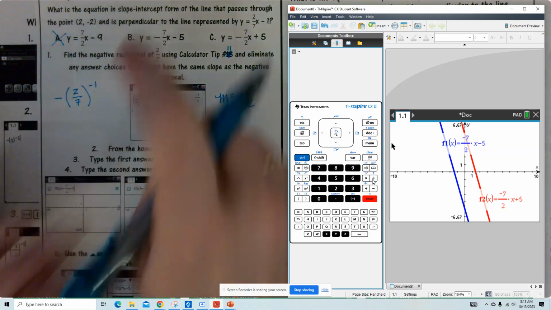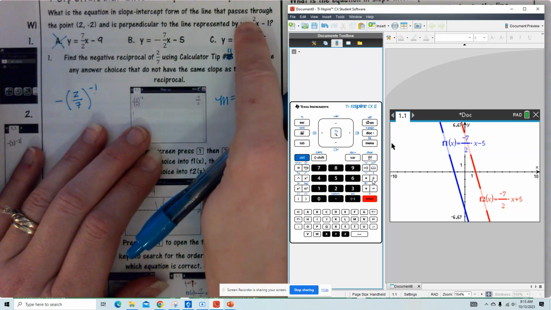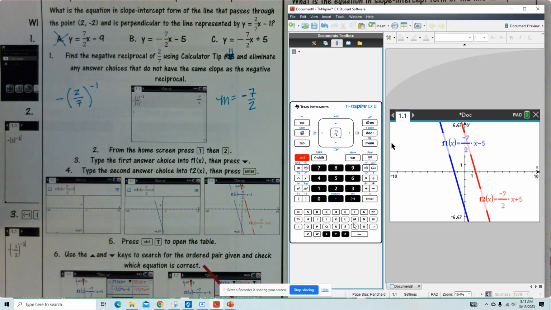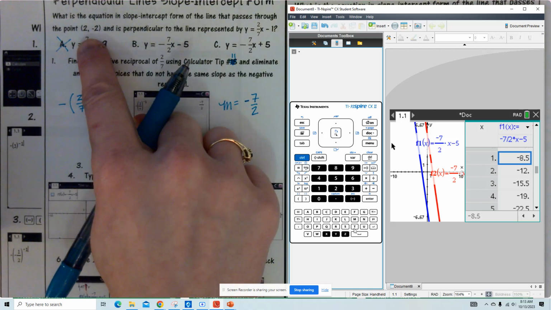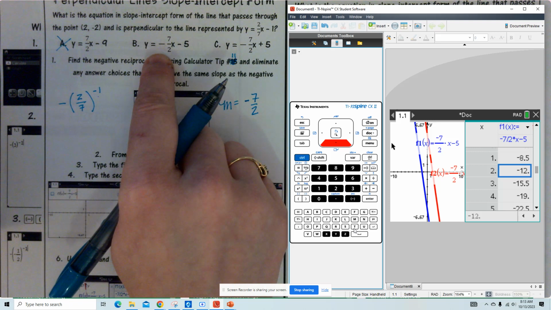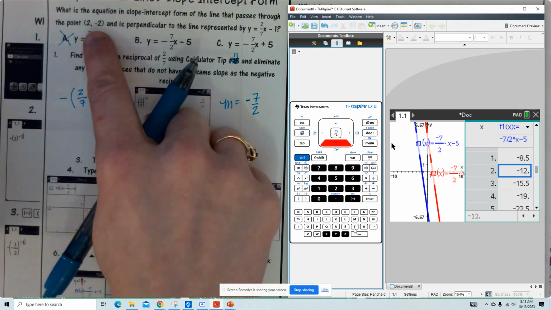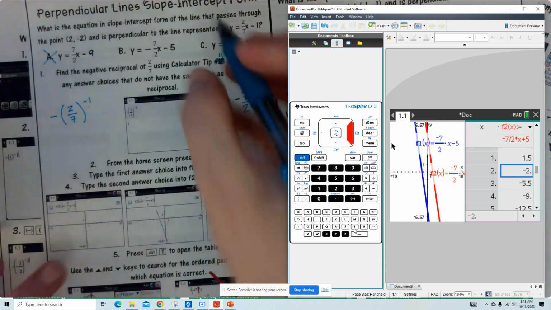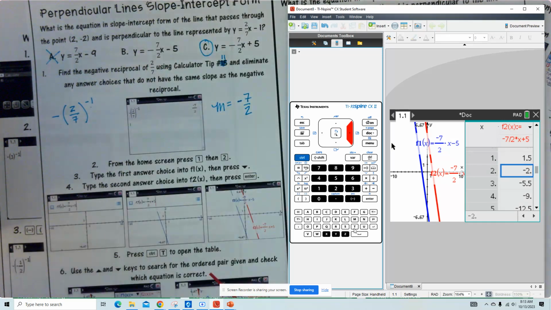And then negative 7 over 2, x plus 5. So both of those lines are going to be perpendicular to this one, but only one of them is going to go through that point. So we can pull the table up, and this time our x value is 2. So if I go to where x is 2, on this line, the y value is negative 12. I need a negative 2. So I can press the right arrow key and go to my other line, and that ordered pair matches up. So again, if you can remember the main features of parallel and perpendicular lines, the calculator will do the rest for you.